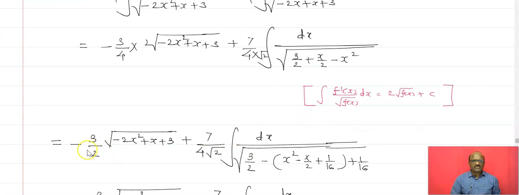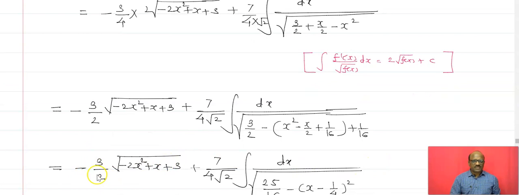Okay. Now the next is minus 3 by 2 under root of minus 2x square plus x plus 3 plus 7 upon 4 root 2 integral dx upon. Again, we'll take the minus sign common from these two. Then you will get minus x square minus x by 2 plus 1 upon 16. What about the second term? That is x upon 2 upon 2, then you will get 1 by 4. So the second term will be 1 by 4 and its square is 1 by 16. Actually we are doing minus 1 by 16 here, so to balance it we will write plus 1 upon 16 here.